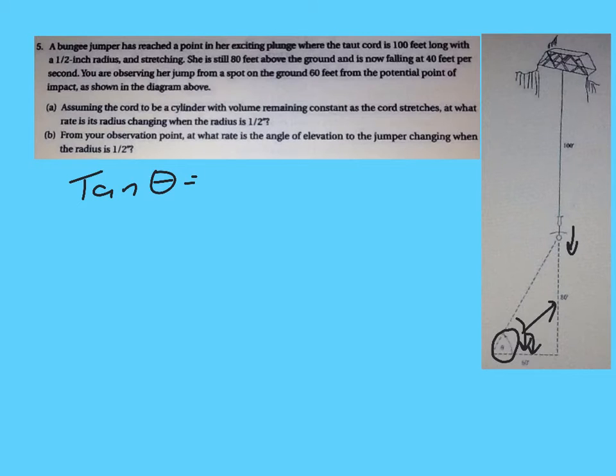Let's call the opposite here the height that we're above the ground. So I'm going to call that h. And the adjacent is 60. Now the nice thing here is the adjacent is never going to change. It is always going to be 60. So I'm just going to put 60 into my equation.